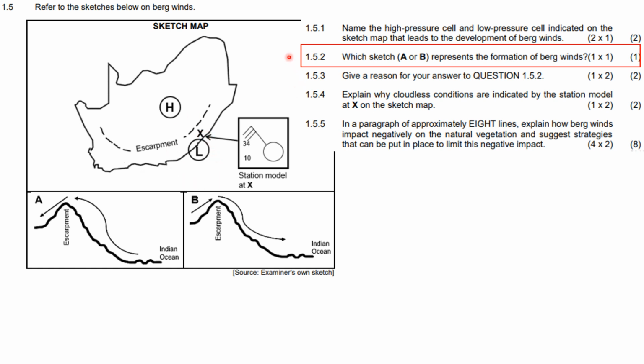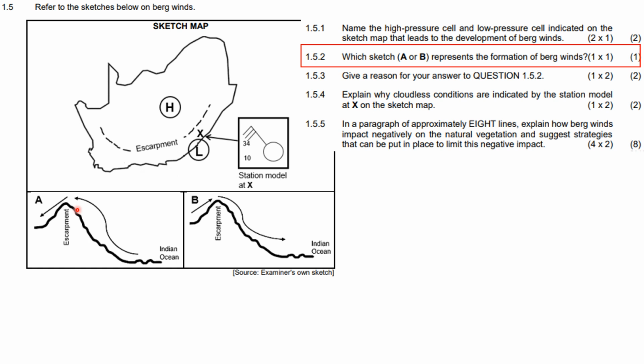It says which sketch, A or B, represents the formation of berg winds. You've got sketch A, you've got sketch B. Sketch A is showing you that the wind is originating at the Indian Ocean and it's blowing towards the interior of the country. For this situation to develop, we need a high pressure along the coast and a low pressure in the interior of the country. So high pressure here, low pressure there, in order for the wind to move from the ocean to the interior.